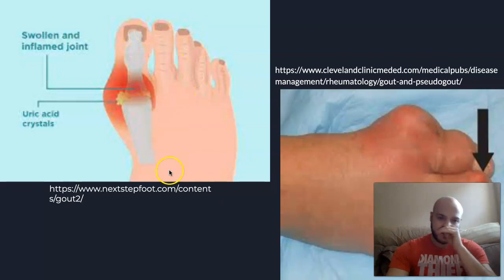Here are just some pictures of what gout may look like. This is what it looks like in a foot. My dad has it, and he says it's very painful. Over here is just a little picture of what the uric acid crystals can kind of look like and how it inflames the joint.